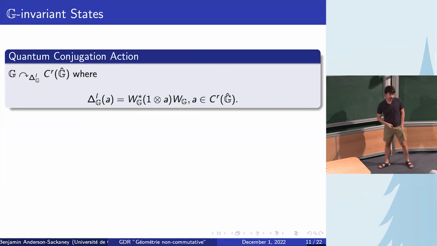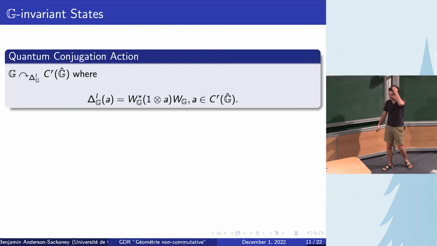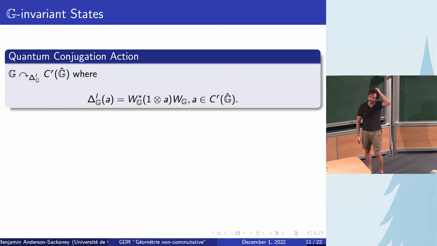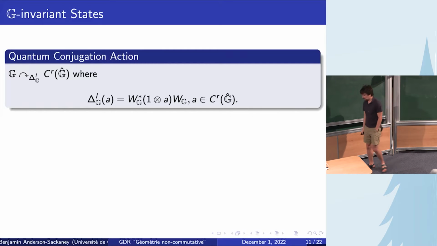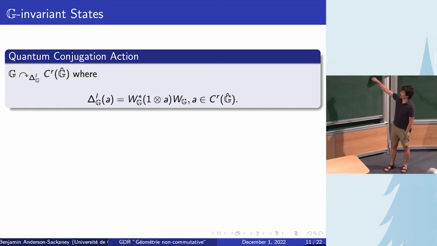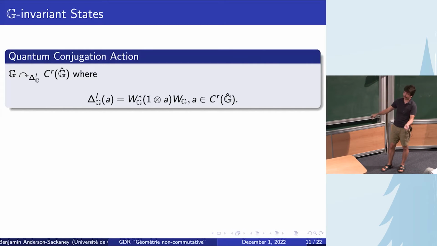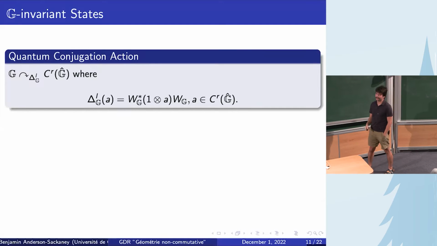And the specific case is the quantum conjugation action, which generalizes the idea of the conjugation action of a discrete group on its reduced C-star algebra. And the way you go about this is you take the unitary that implements the coproduct of the discrete quantum group G, and then this definition naturally extends to all of B of L2 of G, this map. And so then you just restrict your attention to the reduced C-star algebra of G hat. And this gives you a coaction of G on the reduced C-star algebra. And I'll call this the quantum conjugation action.